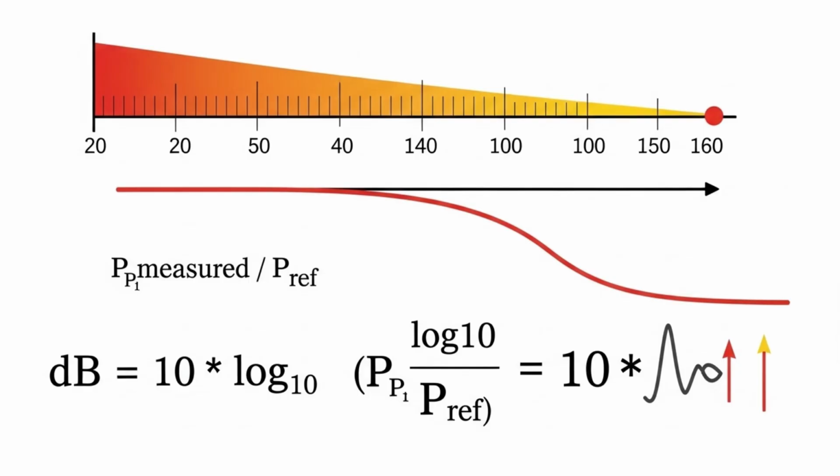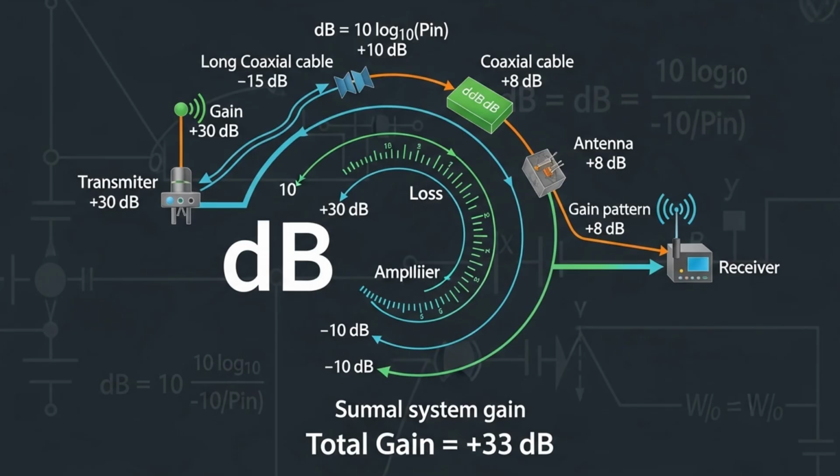A decibel is not an absolute unit, but a relative logarithmic measure of the ratio between two values. It is defined using a logarithmic function applied to power or amplitude ratios, which converts multiplication into addition. In RF engineering, this property is extremely useful because it allows gains and losses in a system to be expressed in a consistent and additive form.